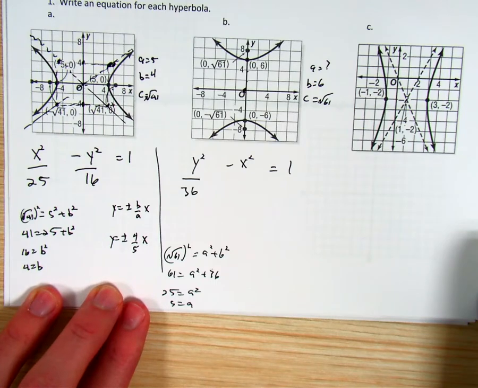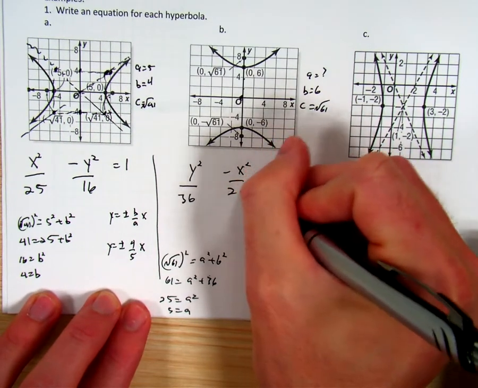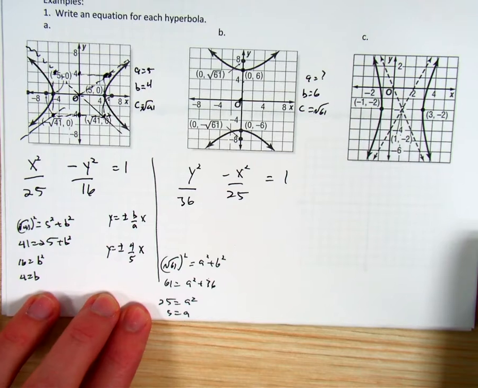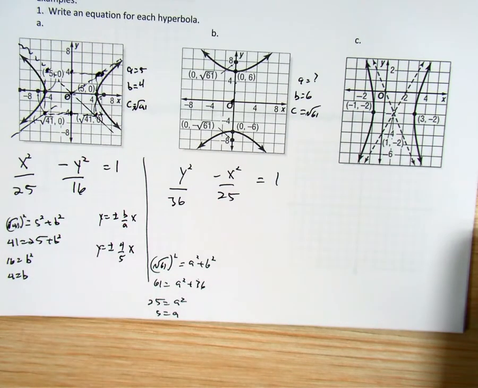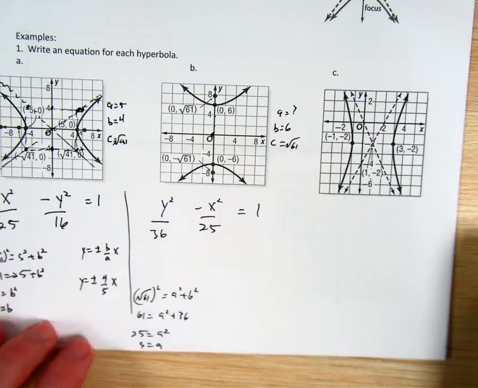Okay, and we'll get 5. So 25 goes under there, 5 squared. And there's our equation. We got the equation. That's what it wanted. Alright, let's go the extra mile.